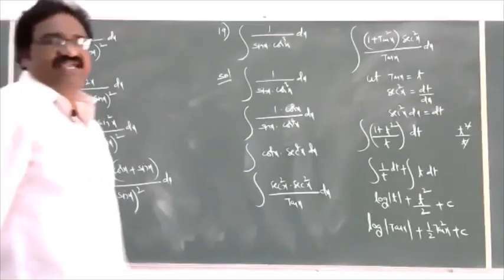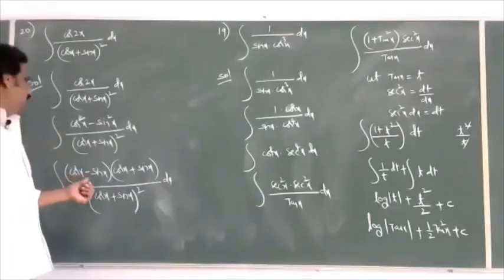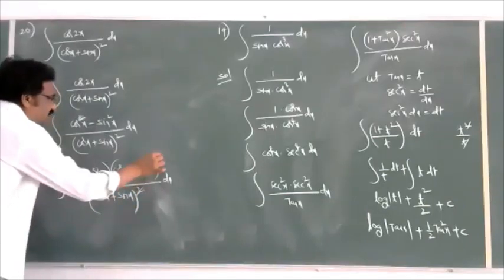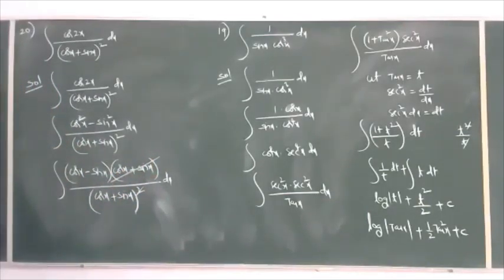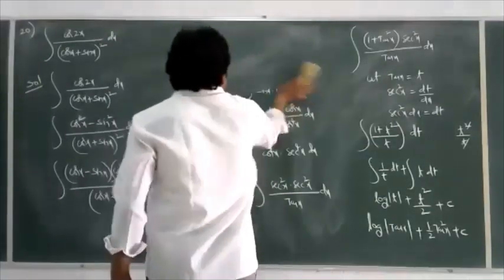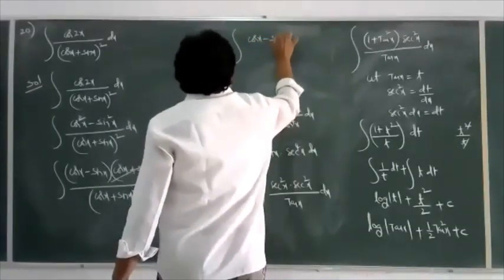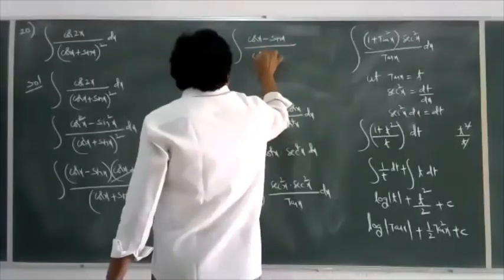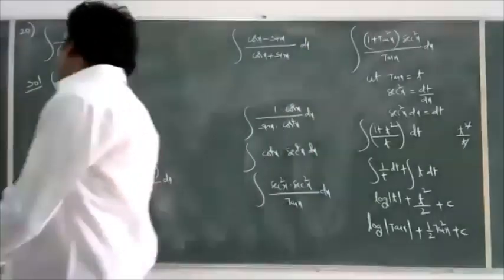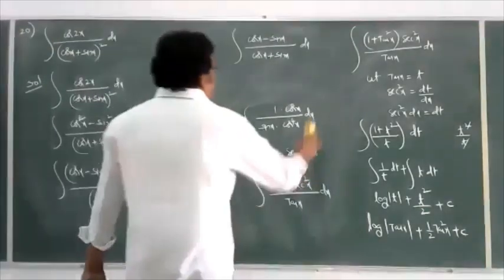So cos square x minus sin square x is in the form of a square minus b square. That's why you write a minus b into a plus b. Here, one cos x plus sin x term is cancelled. Then you get integral (cos x minus sin x) by (cos x plus sin x). In the denominator, (cos x plus sin x) whole square is there. That's why one cos x plus sin x term is cancelled, and you get another cos x plus sin x term in the denominator.